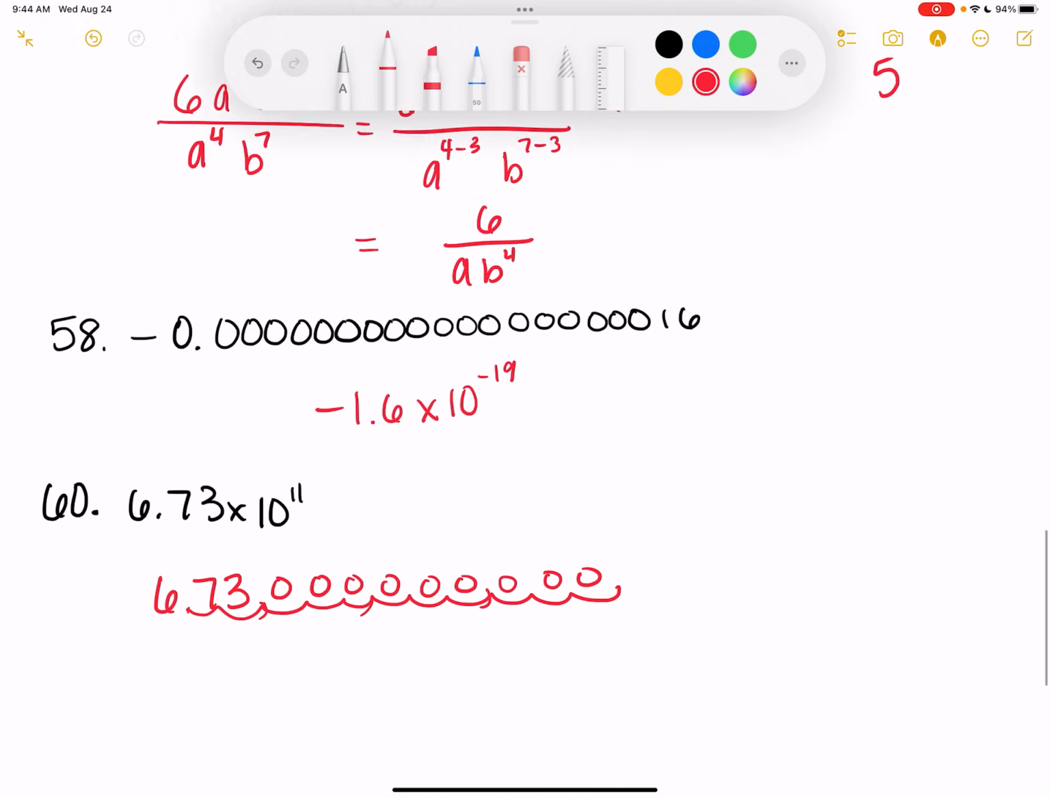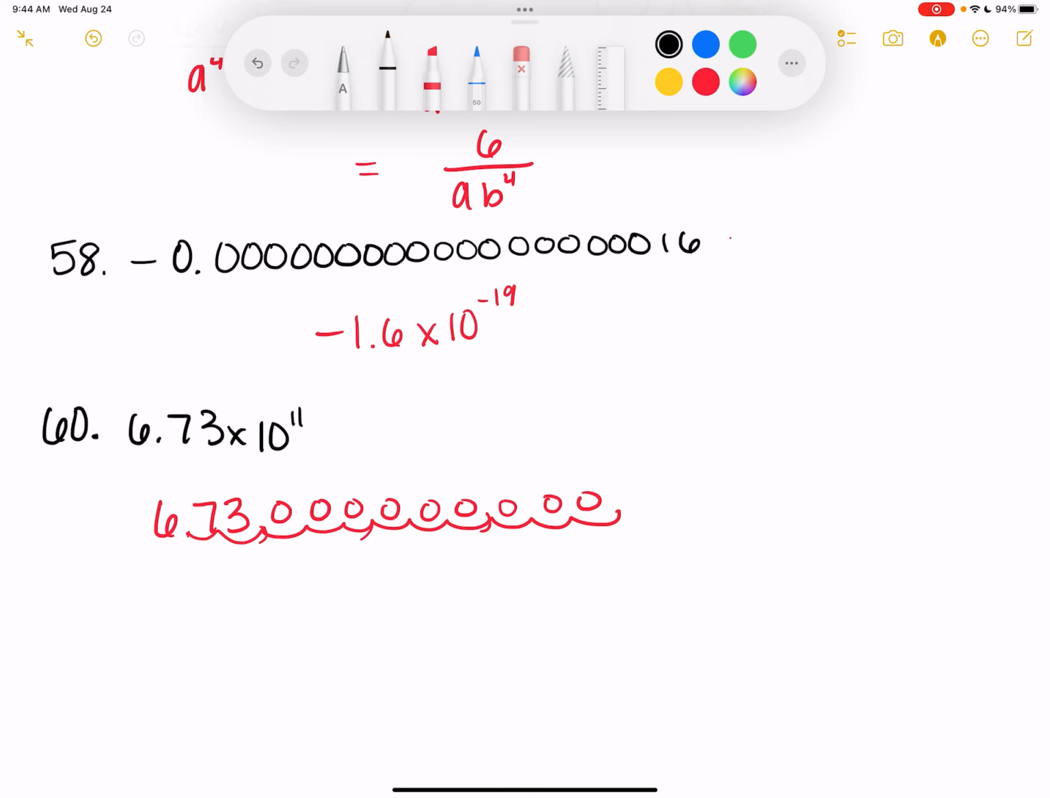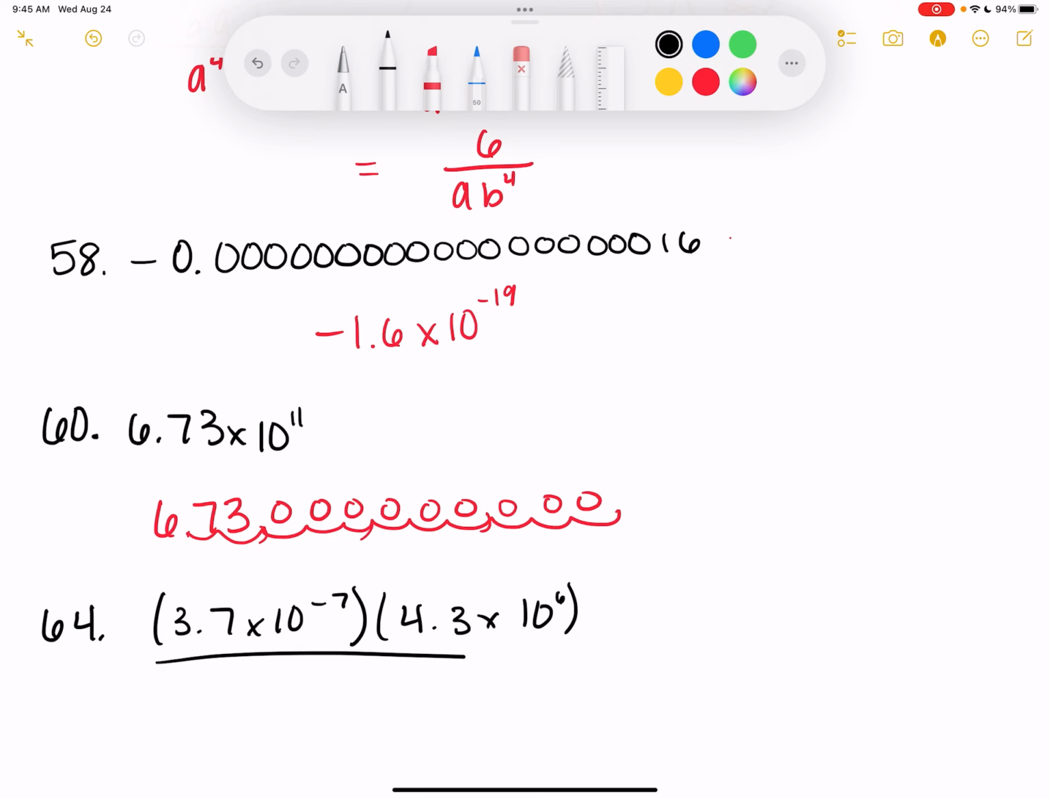All right, the hardest problem of all. All right, the last one. Use scientific notation to simplify. 3.7 times 10 to the negative 7 times 4.3 times 10 to the 6th all over 2.5 times 10 to the 7th. What? I said you would do that one.